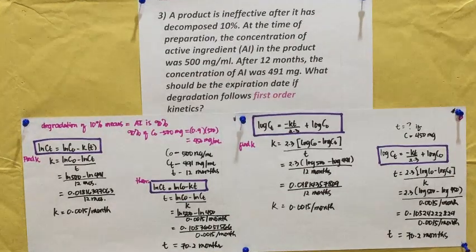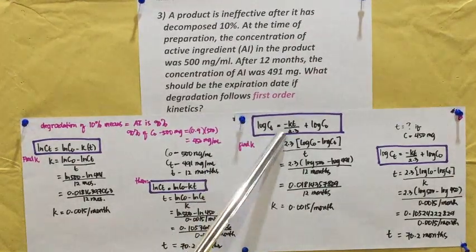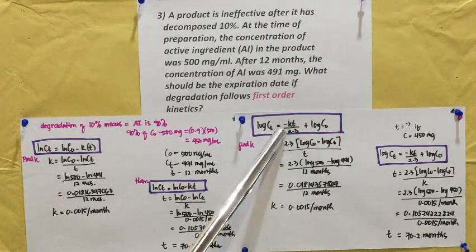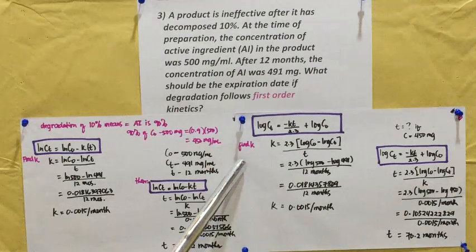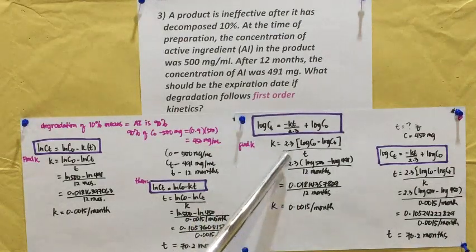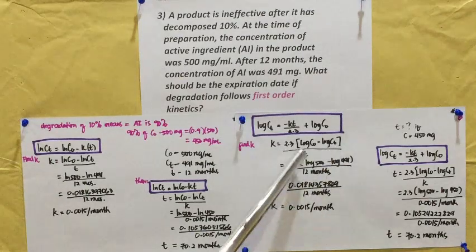We can also use this formula, log Ct is equivalent to negative Kt over 2.3 plus log Co. So to find K, K is equivalent to 2.3 times the log Co minus log Ct divided by T.